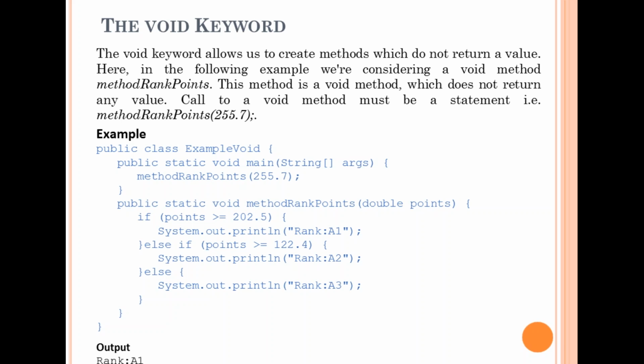When you execute the example, the output would be Rank A1. In this example, the method rankPoints, that's 255.7, is passed into the method. So the first if statement, points greater than 202, is true, as 255 is greater than 202, and the output is Rank A1.